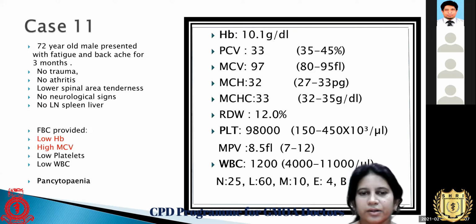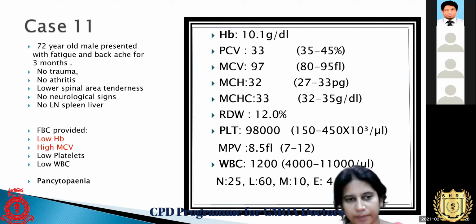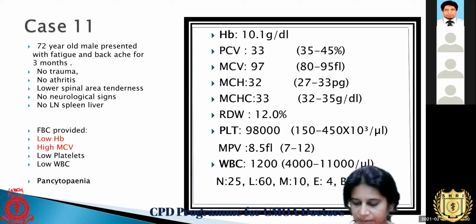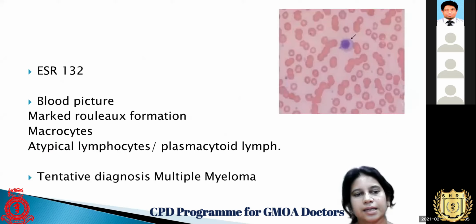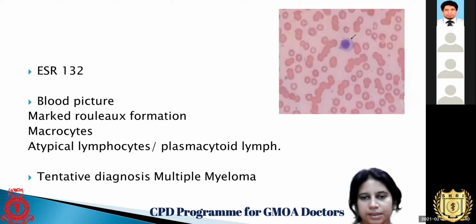So this is the full blood count: hemoglobin 10.1, MCV on the high side, MCH normal, MCHC normal, RDW normal, low platelets, MPV normal, low WBC. So basically you have pancytopenia with high MCV and a history of backache. So your next line of investigation, quite sure you definitely perform ESR. ESR is 132.